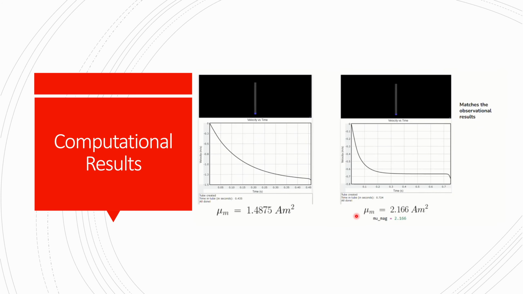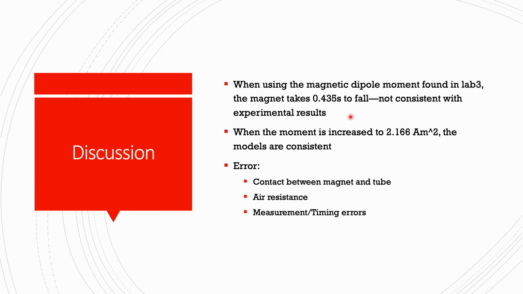For our computational results, we found that, again, when we used the magnetic dipole moment we found in Lab 3, it did not match our observed results, but when we changed the magnetic dipole moment to 2.166 A·m², it did match our observed results.